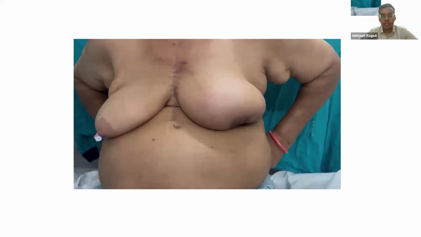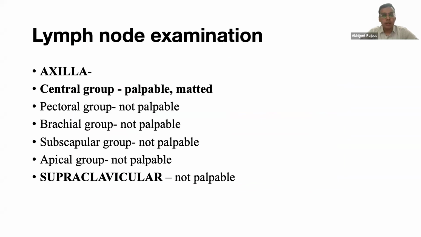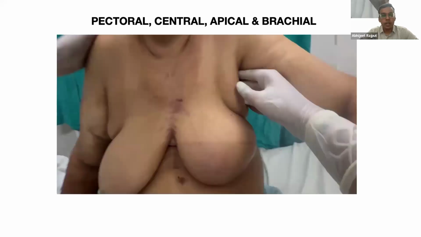This is to tauten the pectoralis major muscle and checking the fixity to the pectoralis major muscle. On lymph node examination in axilla, central group of lymph nodes were palpable and matted. Pectoral groups were not palpable. Brachial were also not palpable. Subscapular not palpable. Apical group also not palpable. Supraclavicular not palpable. So this video depicts the palpation of the pectoral region lymph nodes. For palpation of the pectoral lymph nodes, I am using my right hand and supporting the left hand of the patient on my right hand, and then insinuating my finger in the.